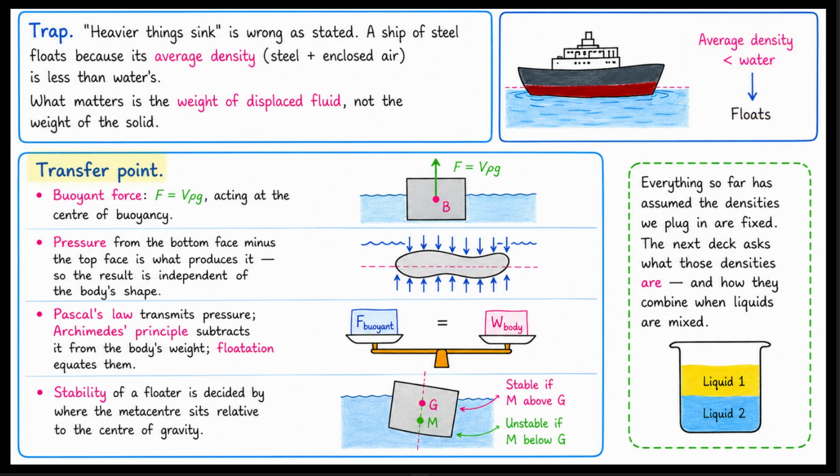To pull everything together from this deck, the buoyant force is V rho g and it acts at the center of buoyancy. The force comes from the pressure difference between the bottom and the top of the immersed part, so the result is independent of the body's shape. Pascal's law is the rule that pressure transmits. Archimedes' principle is how that transmission shows up as a loss of weight. And flotation is the equality W equals W that decides whether the body stays up. Stability of the floating position is decided by where the metacentre sits relative to the center of gravity.